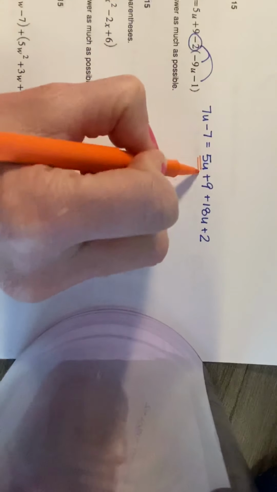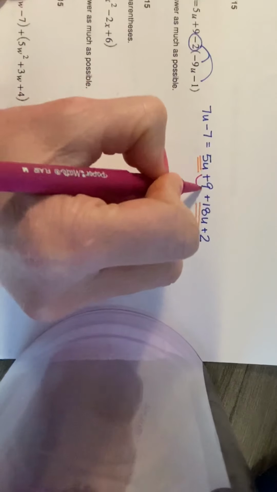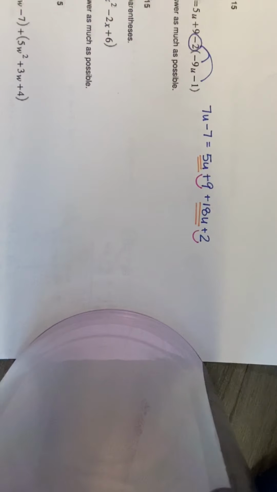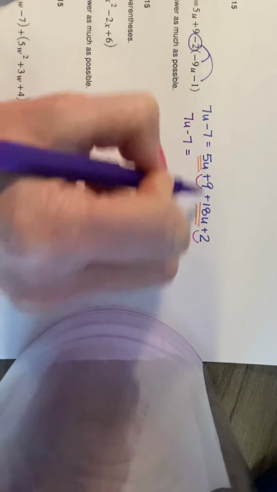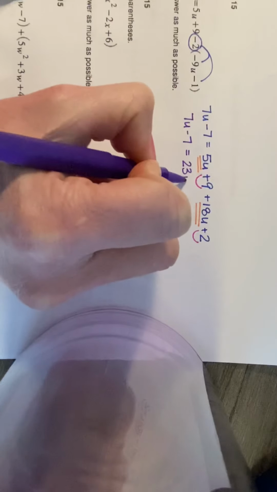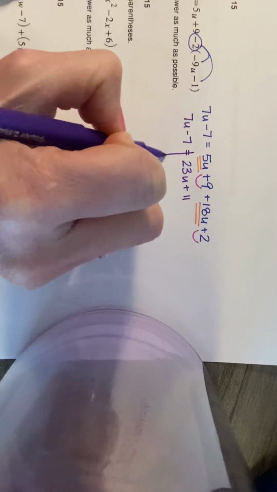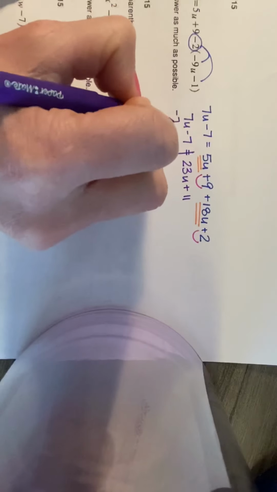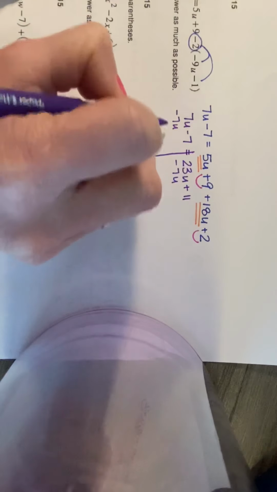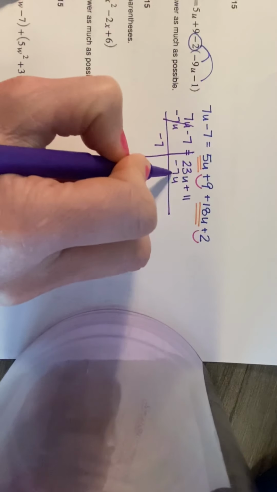On the front, there's nothing to do yet. On the back, I have those guys that belong to the same family, and I have these guys that belong to the same family. So I have to clean up before I can do anything else. So we're going to leave the front. 7u minus 7 equals 23u, because 18 plus 5, plus 11. Now we can start moving things. And again, we always try to move small to big. So minus 7u, minus 7u. Left with negative 7.